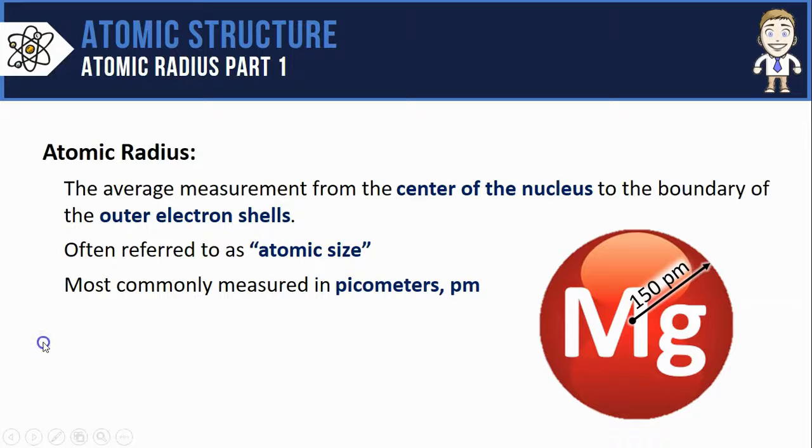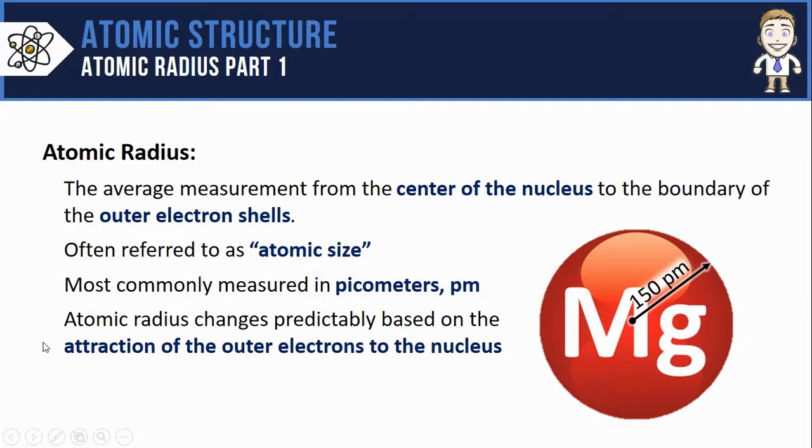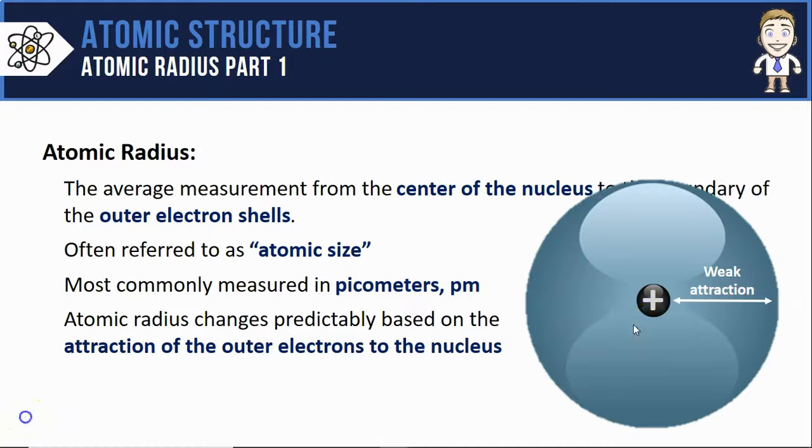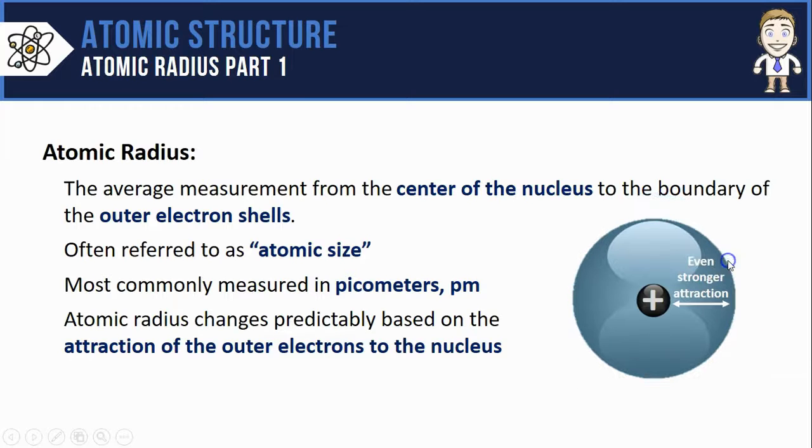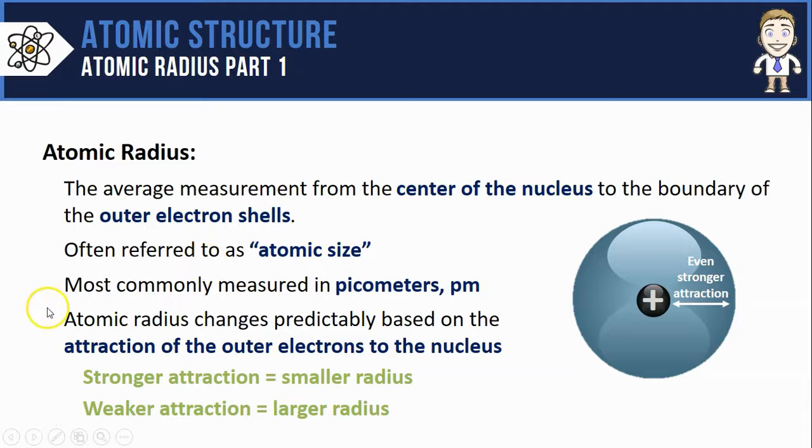Now let's get into the important stuff here. Atomic radius will change predictably based on the attraction of the outer electrons to the nucleus. So if there's an atom with a very weak attraction between that positive nucleus and those outermost electrons, it's going to be much larger. If the attraction was stronger, however, it's going to pull those electrons in closer and result in a smaller radius. An even stronger attraction would have an even larger effect and produce an even smaller atom. To summarize that, we could say that a stronger attraction results in a smaller radius, or a weaker attraction, a larger one. That's definitely one of the key ideas for this video. Make sure you've written it down.